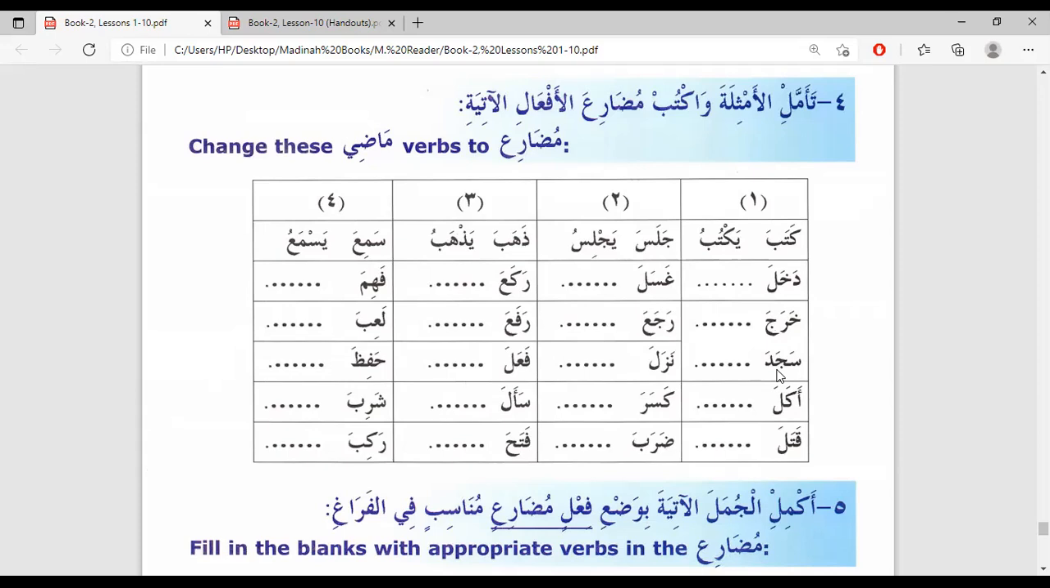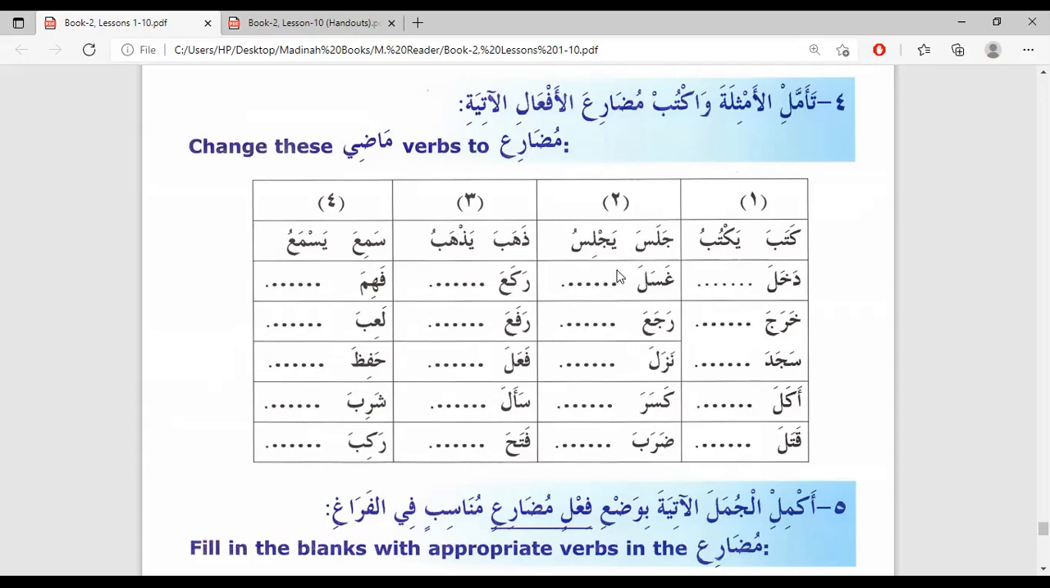And you know the meaning of all of them? Kataba, he wrote. Dakhala, he entered. Kharaja, he left. Sajada, he prostrated. Akala, yakulu. Yeah, so the second one, Alif is Sakin, so that changes into Hamza. So there is a bit of a twist. Yakulu. And Qatala, yaqtulu.